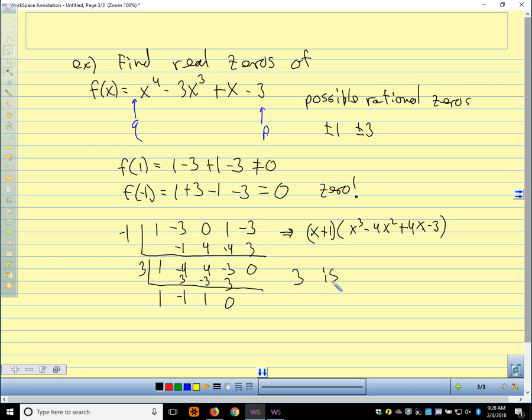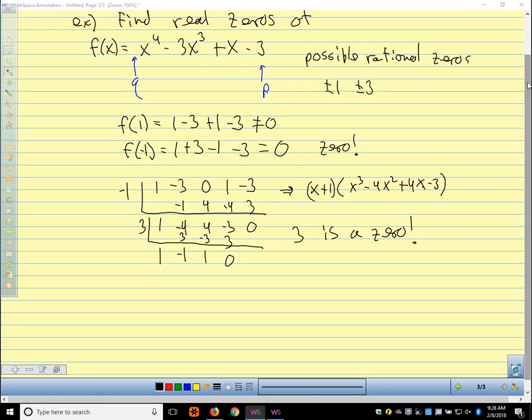So 3 is a 0. If we tried 3 and it didn't work, we'd have to go back up here and try negative 3 to see if that's a 0. We got lucky and found 3 is a 0. If our lists were longer and we tried plus 3 and minus 3 and those didn't work, we'd have to try whatever is next on our list, and keep going until we find another 0 remainder.